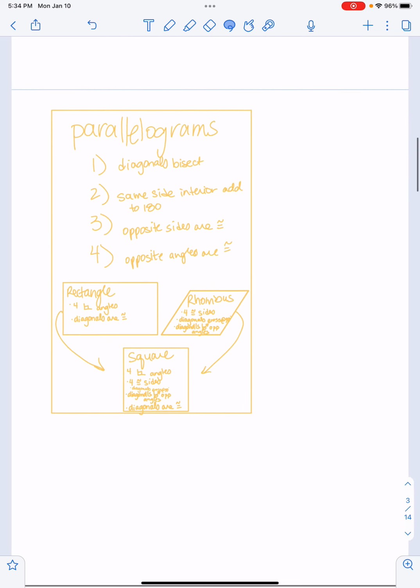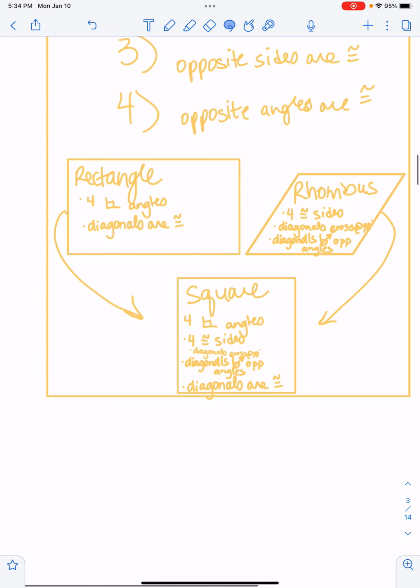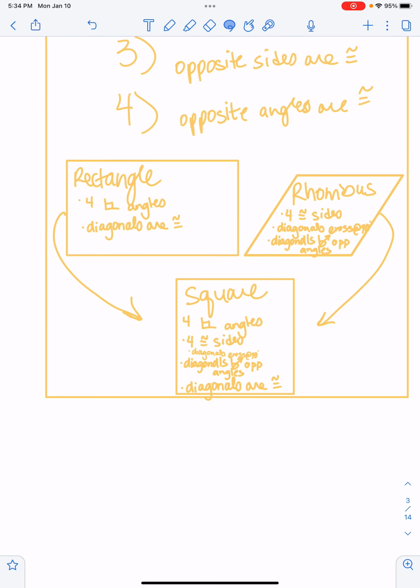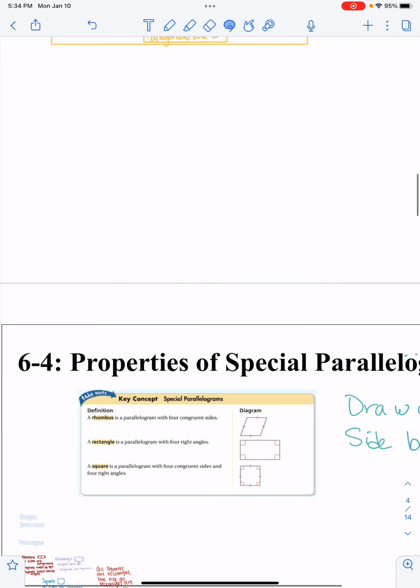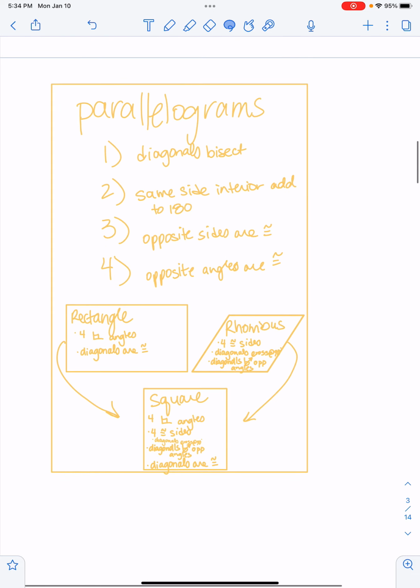So again, the 4 for parallelograms still hold, but there's some additional ones for rhombus, rectangle, and then square. I'll leave it on here for a second in case you want to screenshot or write it or make it look prettier or whatever works for you.